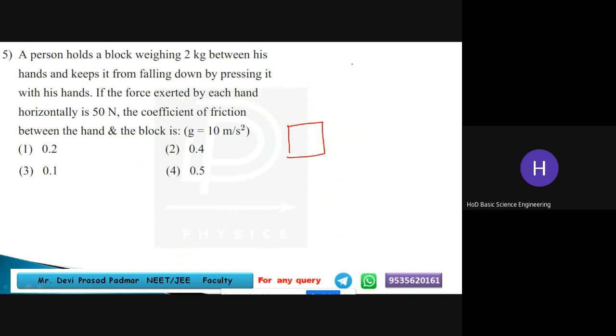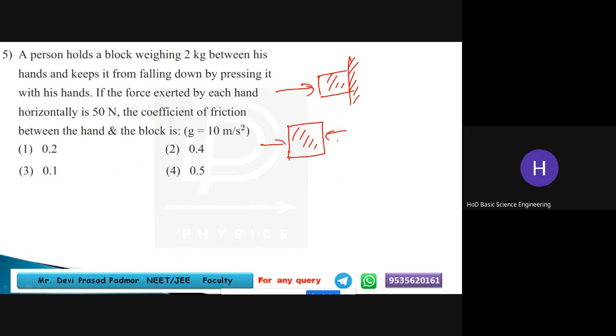Generally, we get problems on this concept like this: a block is held by pushing towards the wall. Then what is the friction? Like that they will ask. But in this particular case, they have given that a block is held between the hands.